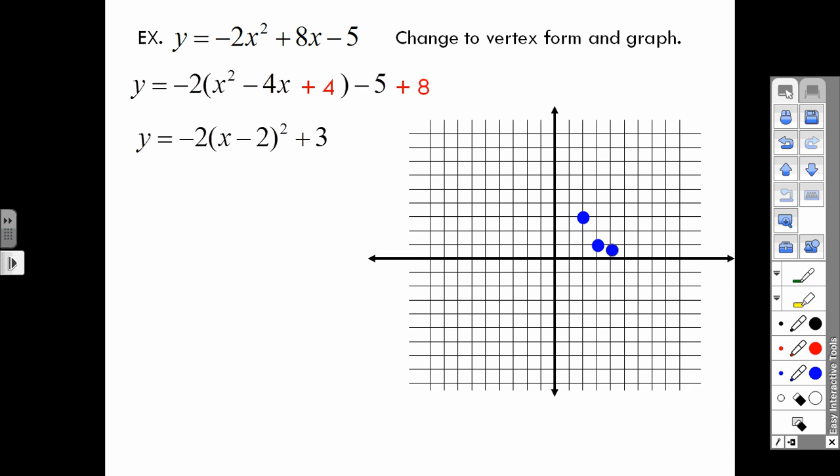So 1, 2, 3, 4, 6, 7, 8. And then I should mirror that. If I did this right, this looks like this is the y-intercept. Y-intercept should be -5. 1, 2, 3, 4, 5. Yep, did it right. Okay, and then you can connect the dots and make your parabola.